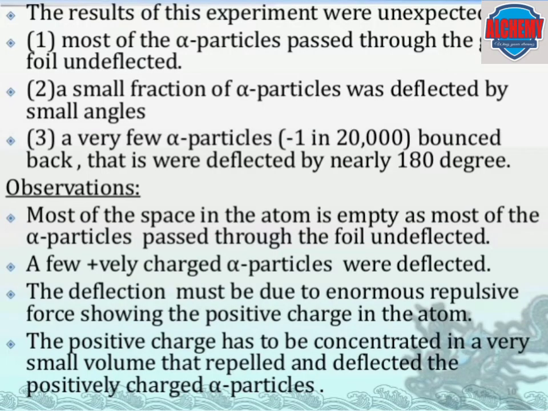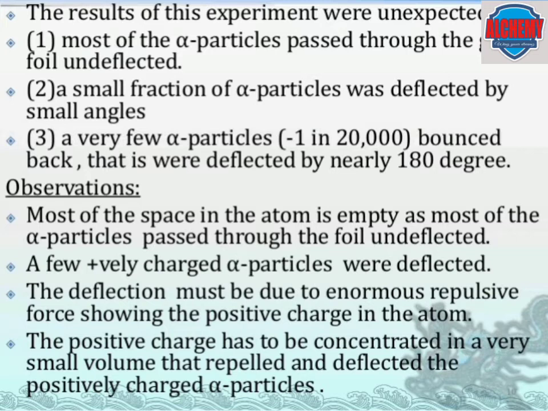To summarize, the results of the experiment are: most of the alpha particles passed through the gold foil undeflected. A small fraction of the alpha particles were deflected by small angles. A very few alpha particles, 1 in 20,000, bounced back nearly by 180 degrees.